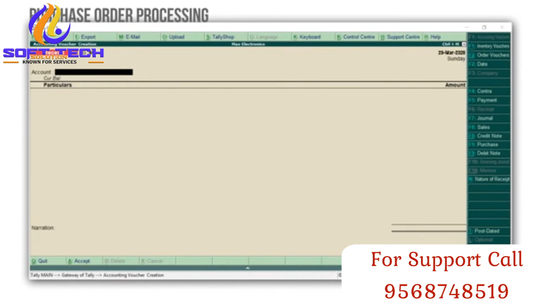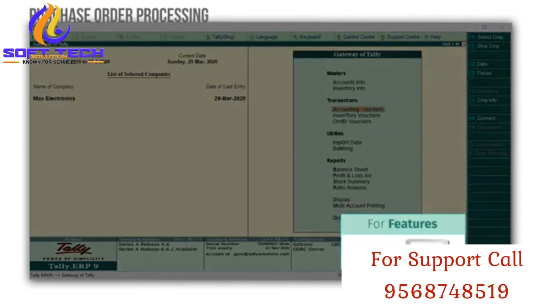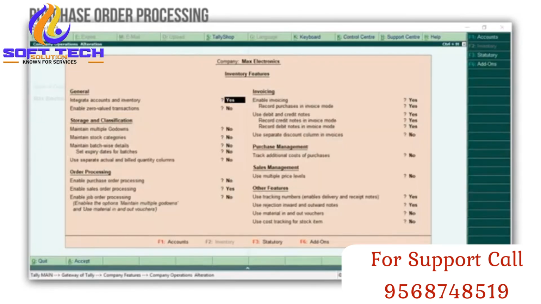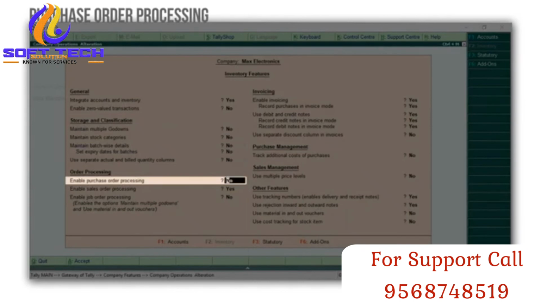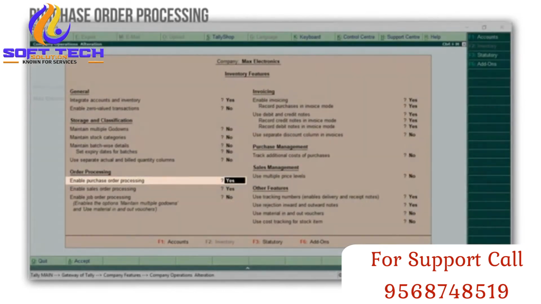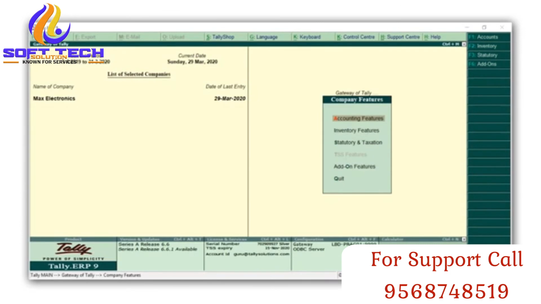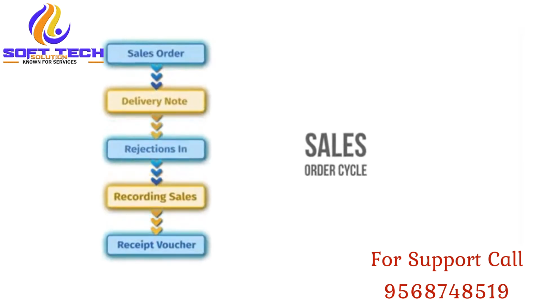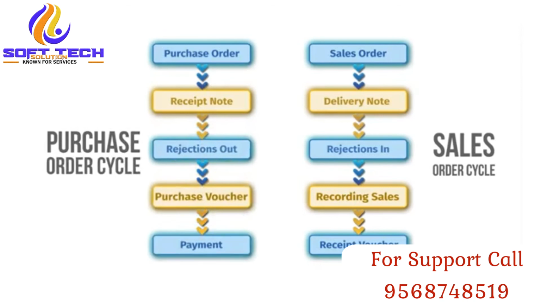Likewise, you can manage the purchase order process too. To enable, press F11 from the gateway of Tally, F2 for inventory features, enable purchase order processing. The steps and navigation to record the purchase order are similar to what we just learned. Here, you will record a purchase order voucher instead of sales order. Likewise, receipt note will replace delivery note, followed by rejection out, purchase voucher, and payment.